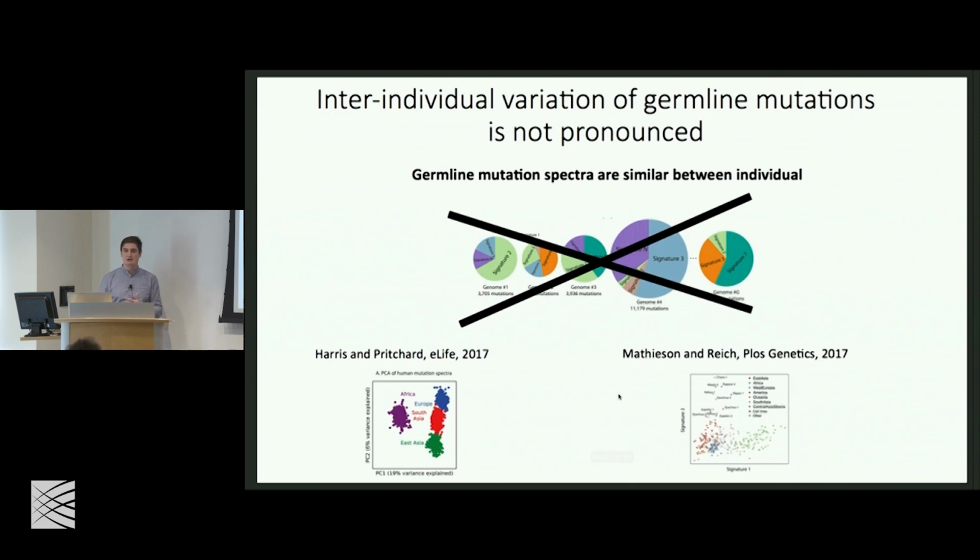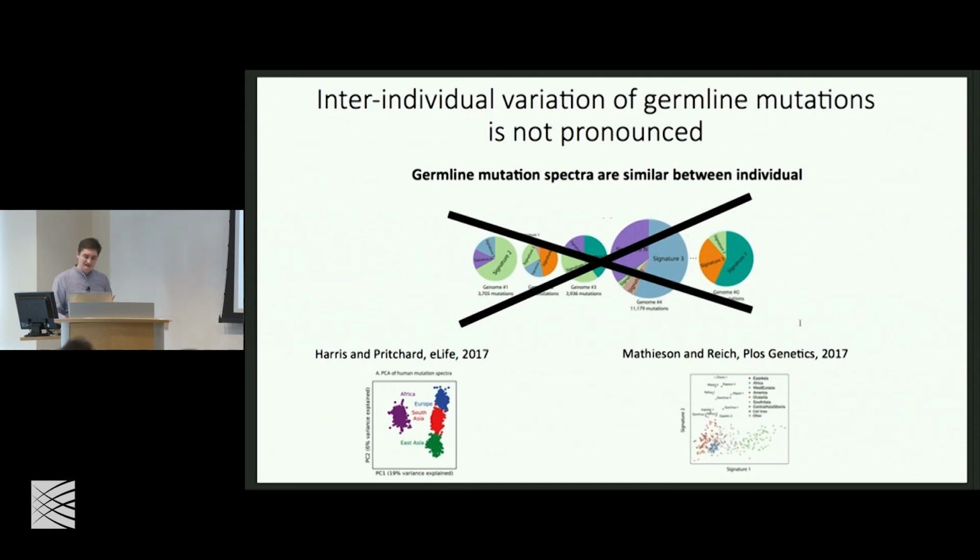Similar attempts were made for germline cells, but they were not that successful. It seems the reason is that different individuals have quite similar patterns of germline mutations, probably because the mutational processes that operate in germline cells in different individuals are quite similar.